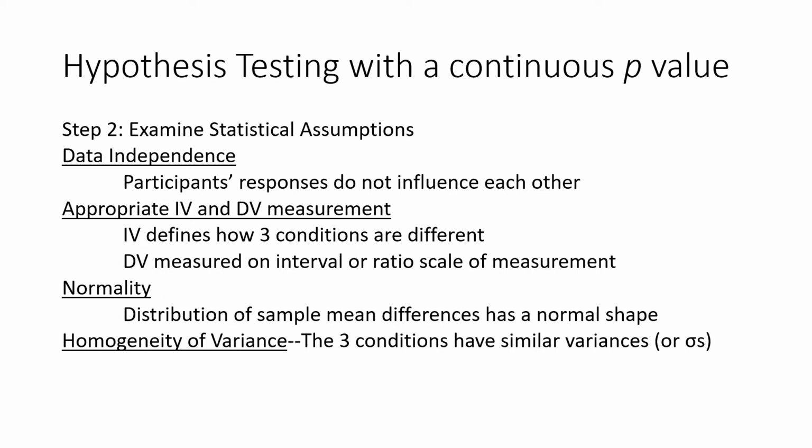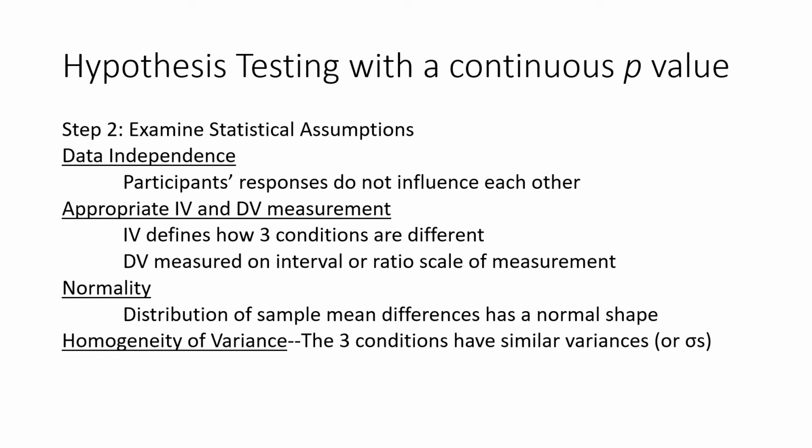The next one is appropriate measurement of the IV and the DV. The independent variable defines how the 3 groups are different. In this case, we have 3 levels of the independent variable: no use, 30 minutes of use, and 3 hours of use per day. So that's the 3 levels of the independent variable and how it's defined, so that's great. The dependent variable here is, again, a ratio scale of measurement because it's the number of hours they slept. Of course, you can't have less than 0 hours, so this is a ratio scale of measurement. So yeah, this is just fine.